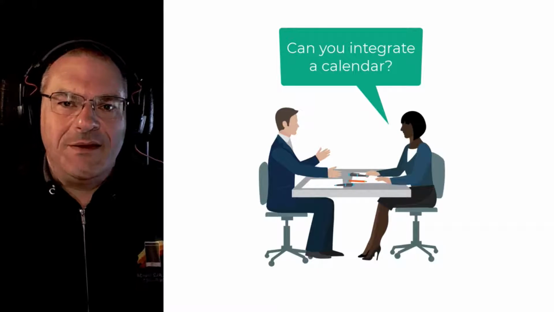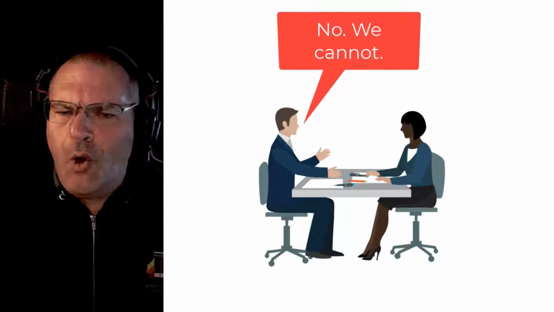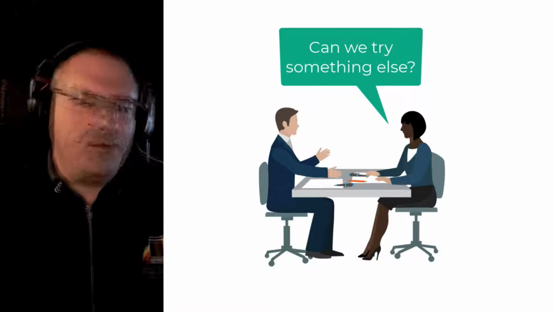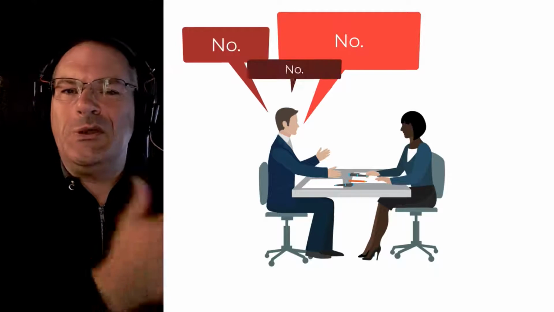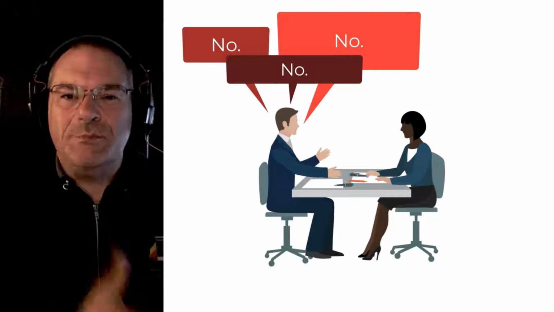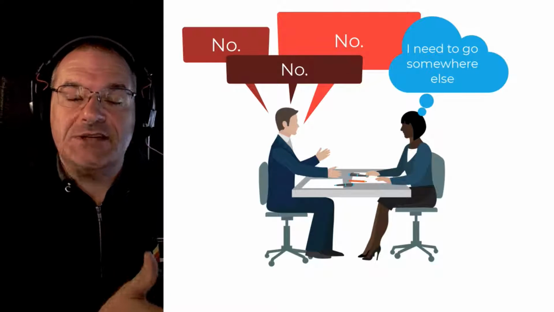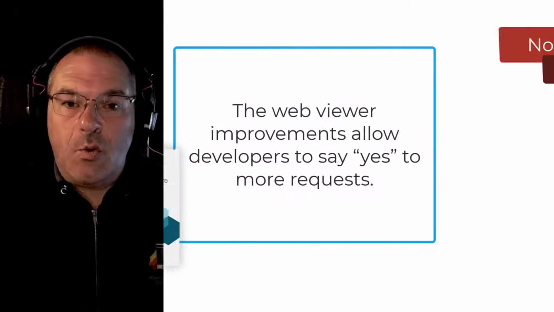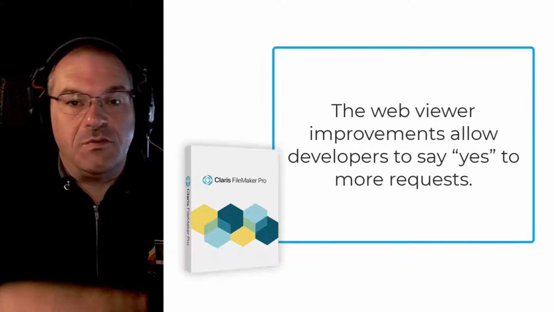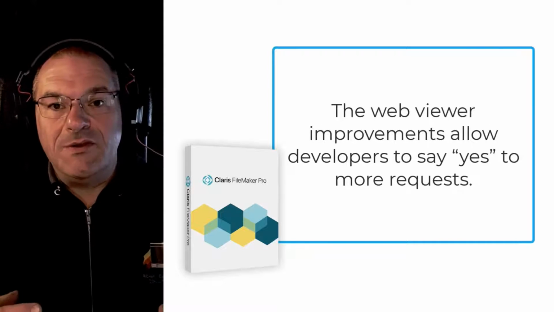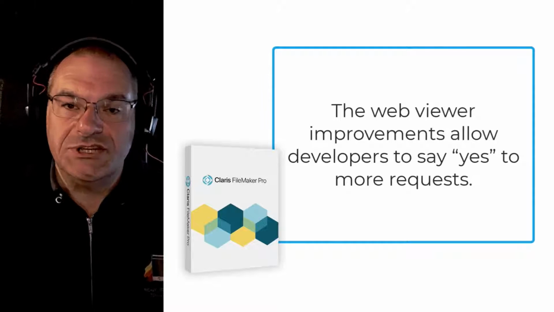Whenever you meet with someone and you say, hey, can you do this for me? And they're a business, and they say, no, I can't do that, right? So you go, okay, well, that's not good. I wanted that. Well, how about we try something else? Can I get this? And they say no. When someone keeps telling you no, you don't really want to do business with that person. You want to go to a business that's going to say, yes, I will build that for you. And of course, with the JavaScript capabilities, with the WebViewers and FileMaker 19, Claris and the FileMaker community can say yes to many more situations.